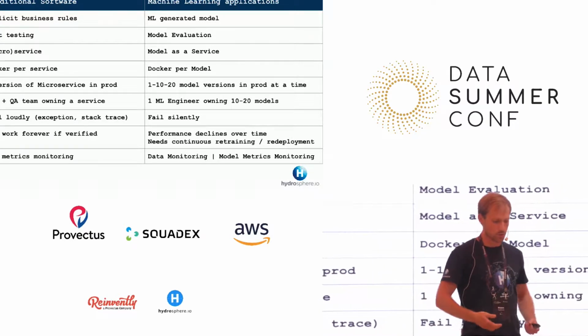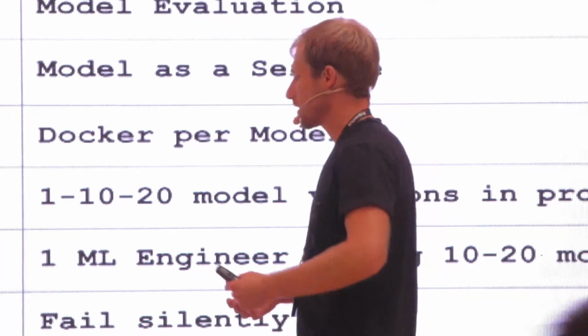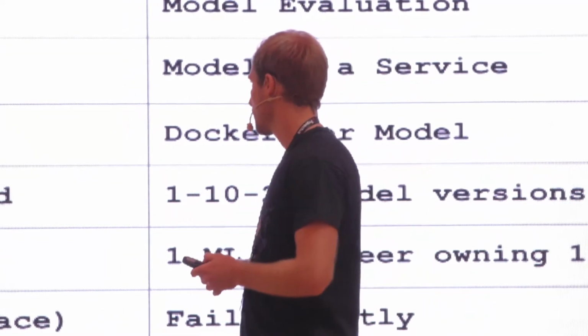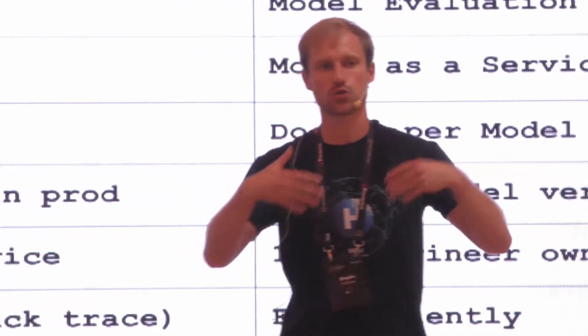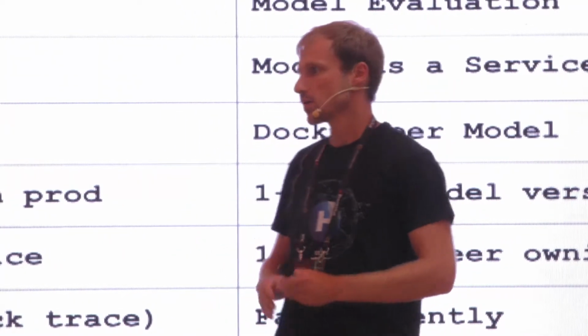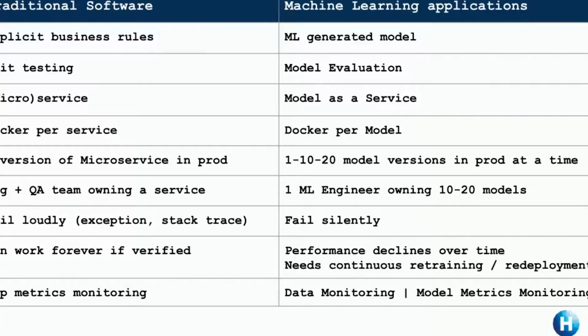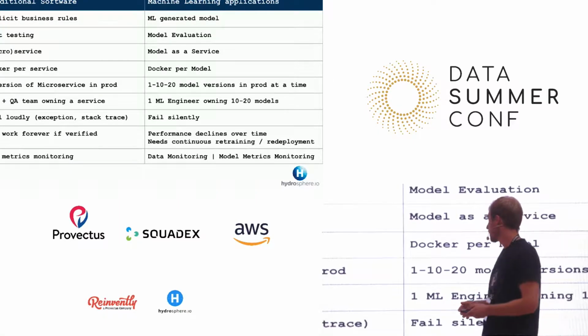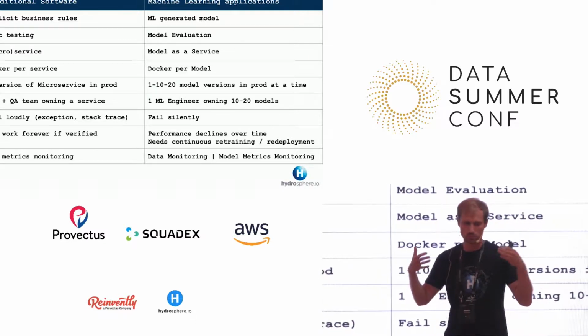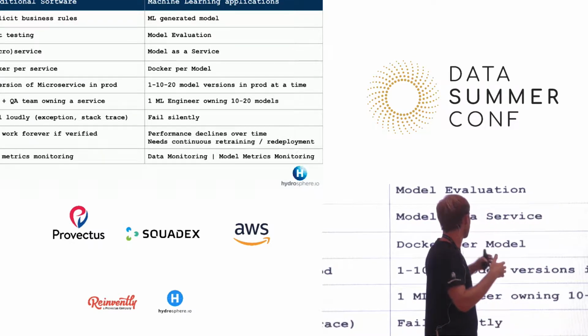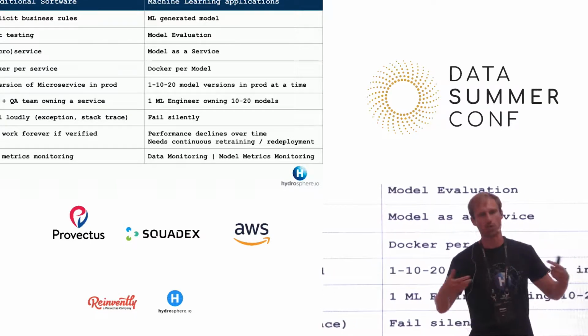Traditional software is tested with unit tests. It's covered by unit tests, and a similar approach and concept is model evaluation in the machine learning world. The software is being delivered as services, or nowadays microservices, and similarly machine learning applications tend to be delivered as a service. You can recall Google services, Amazon services for image recognition, for text services, and other stuff. Physically, software is being deployed in Docker per server, and the same way most often machine learning applications are being deployed with Docker per model.